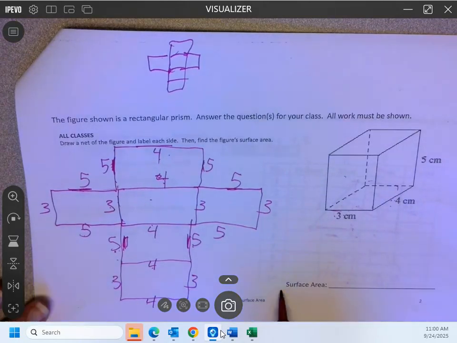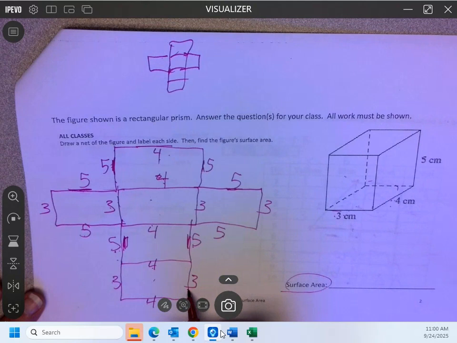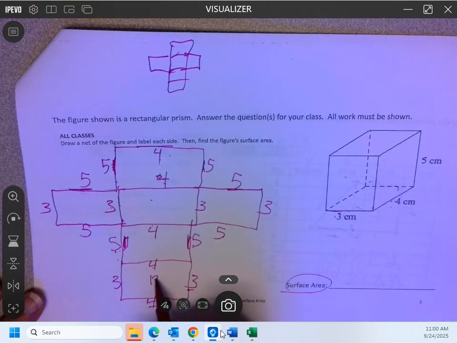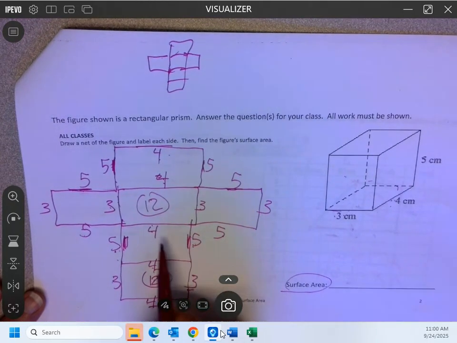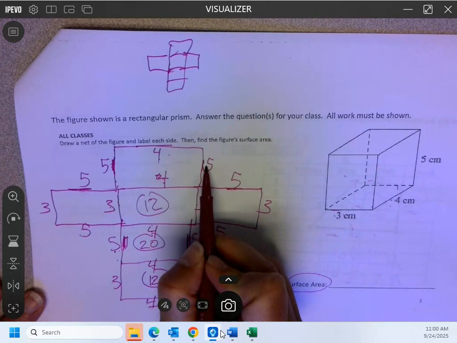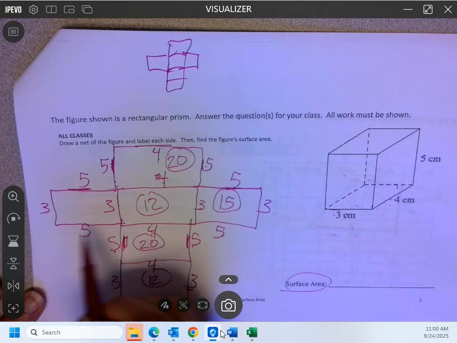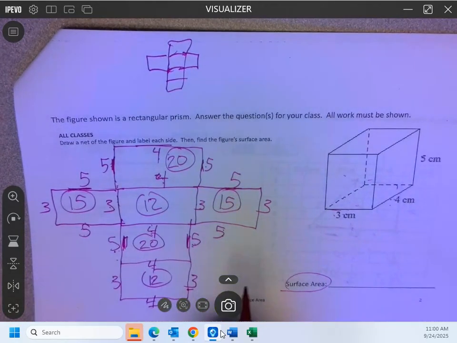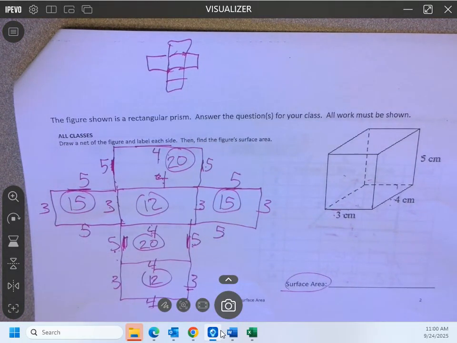Our last step is finding that surface area. To find the surface area, remember we find the area of each side and then add them together. I like to put my areas right in the rectangles. So my area of this side is 3 times 4. Then I have another 3 times 4. Here I have a 5 times 4 and a 5 times 4. I have a 3 times 5 and a 3 times 5. So I need to add up all my areas to get to that surface area.